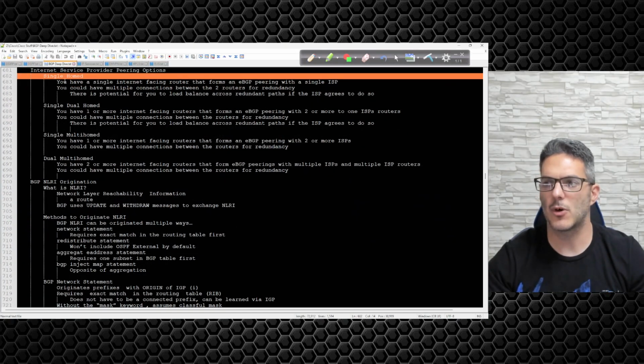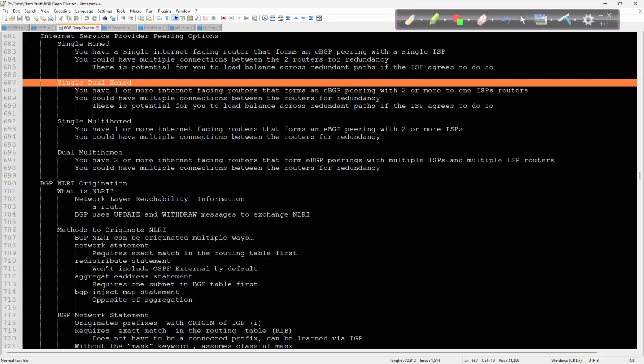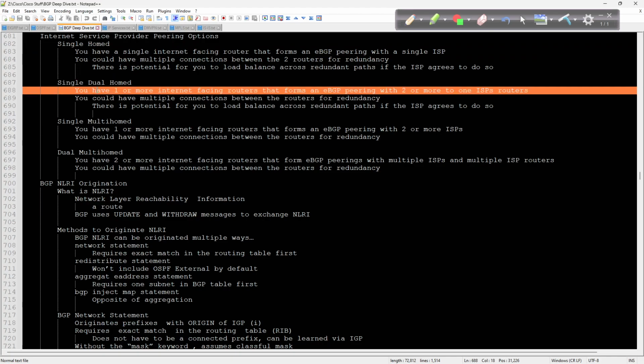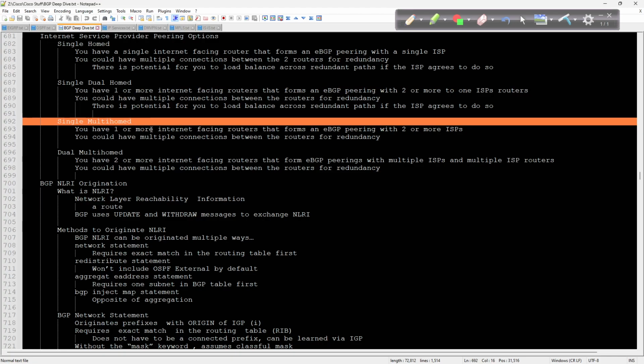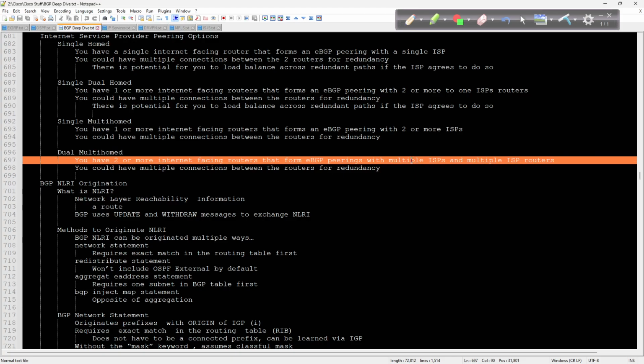So again, single homed, you have a single internet facing router that forms an eBGP peering with a single ISP. Single dual home is you have one or more internet facing routers that form an eBGP peering to two or more ISP routers. Single multi-homed is you have one or more internet facing routers peering with two or more ISPs. And then dual multi-homed is you have two or more internet facing routers that form eBGP peerings with multiple ISPs and multiple ISP routers.